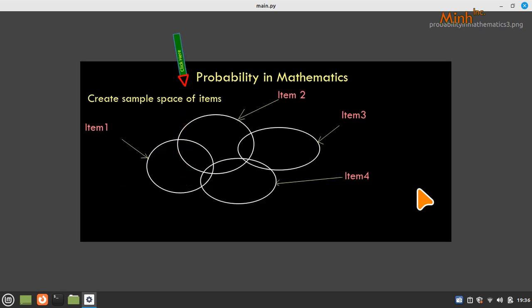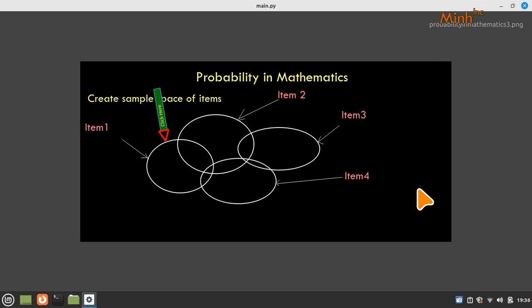Okay, create sample space of items. So based upon the actor we have selected, now we go with many items. Items can be orthogonal, so later we'll see in Bayes' theorem. Items may not be orthogonal. So we can see there are many items, not actors, and they may be intersecting each other at some point.